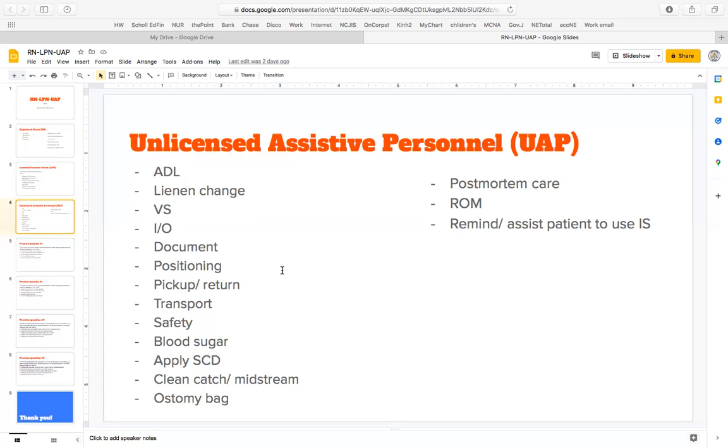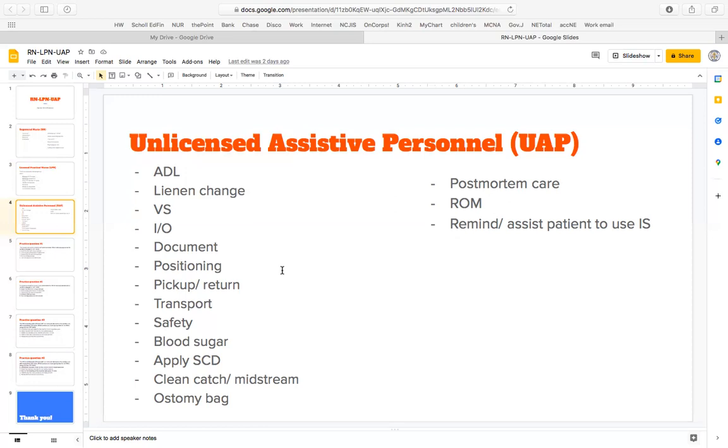We're talking about clean catch and midstream specimen collection. These are not sterile, and UAP cannot do anything sterile, so they can do that. But if it's from a Foley catheter, that's sterile, and sterile is best for LPN. Ostomy bag. Is an ostomy bag sterile? No, it's not. So can UAP do it? Yes, they can. It's just changing an empty ostomy bag.